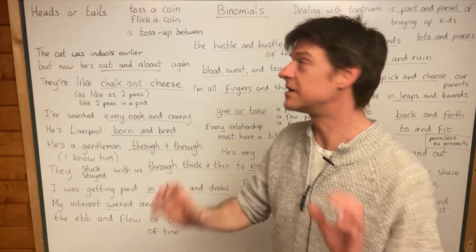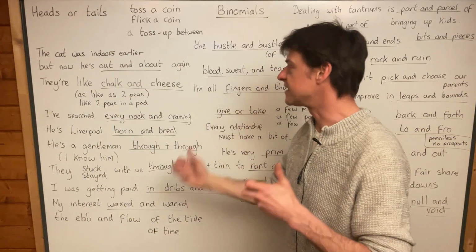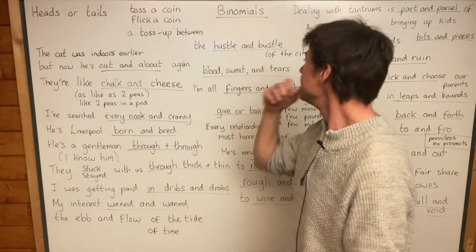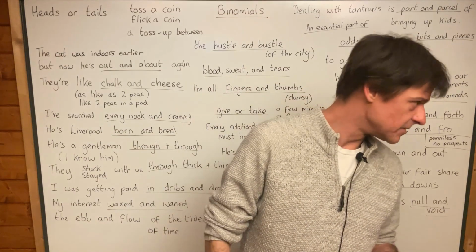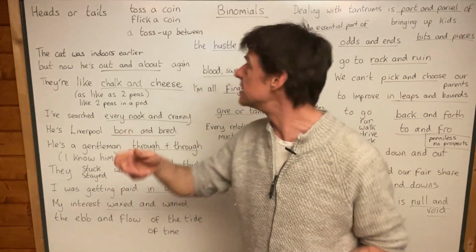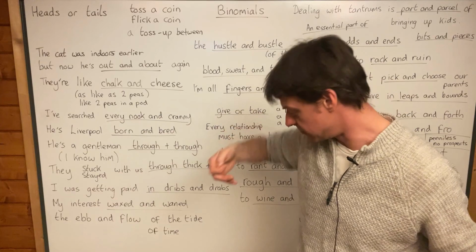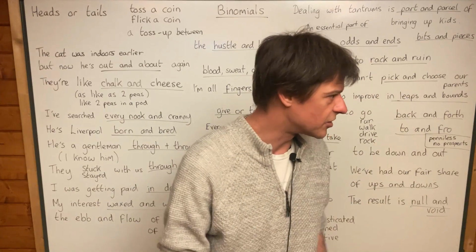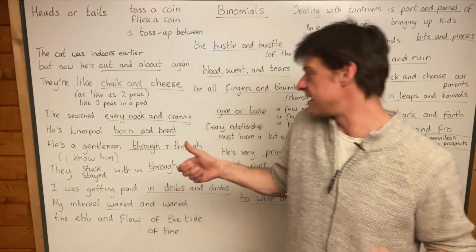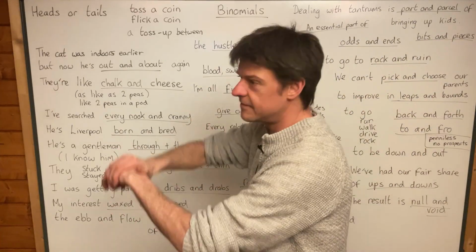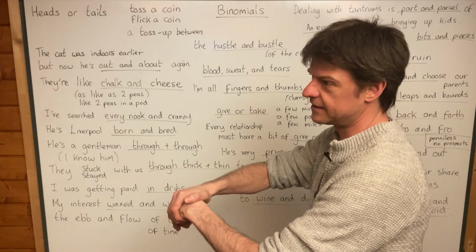So let's look at some, because these guys are great for making you sound natural and fluent. So let's start with heads or tails, a very obvious binomial. This is what we say before we toss a coin or flick a coin, which is when you take a coin. I haven't got a coin, but you know what I mean.